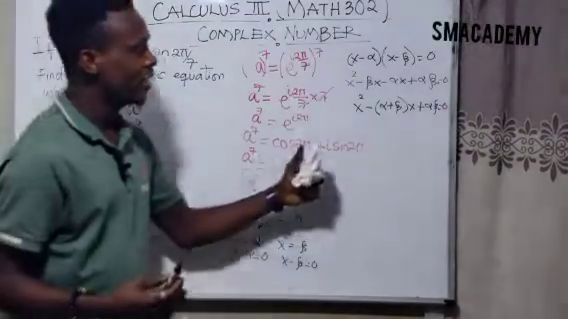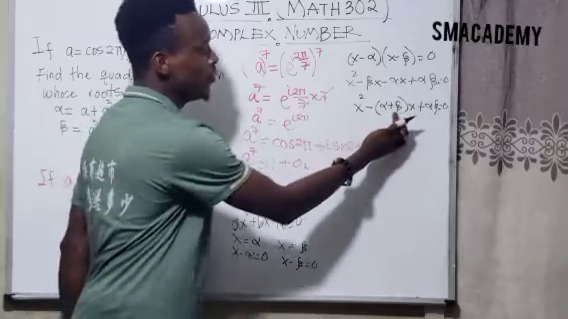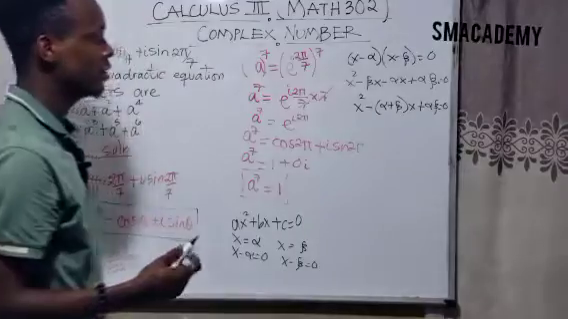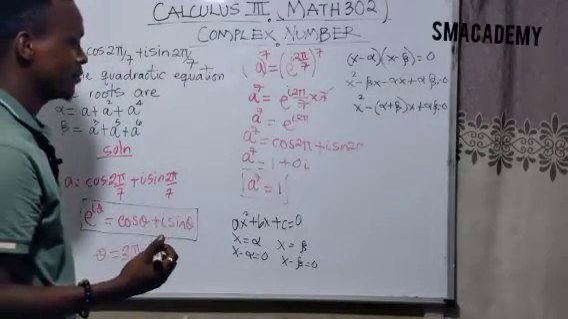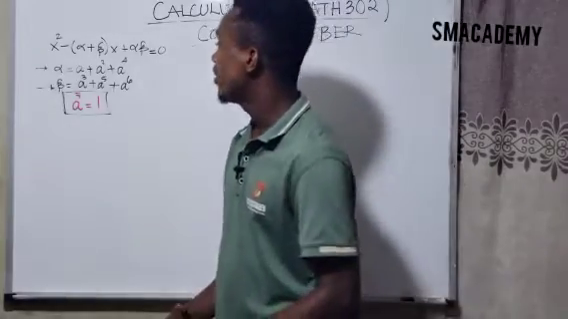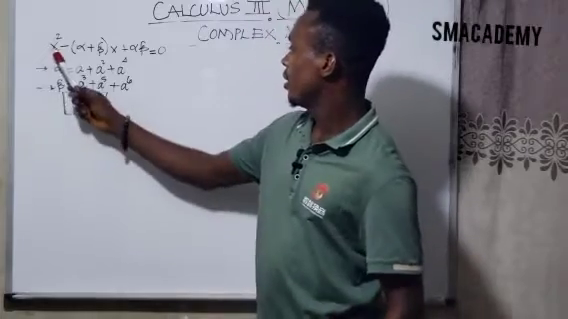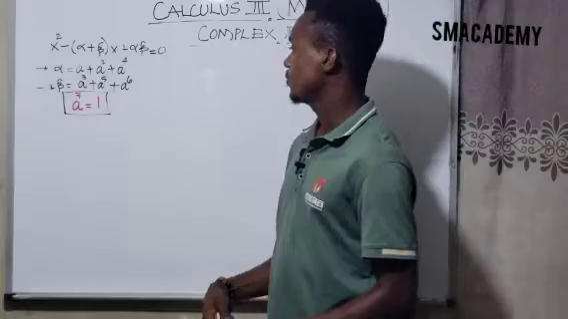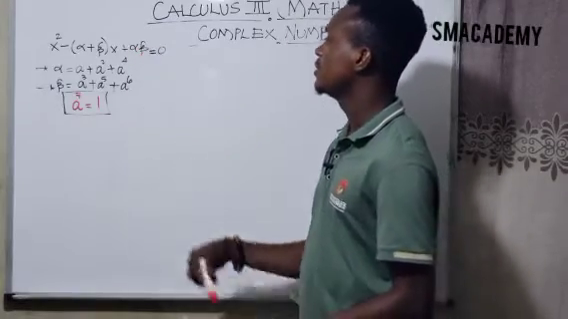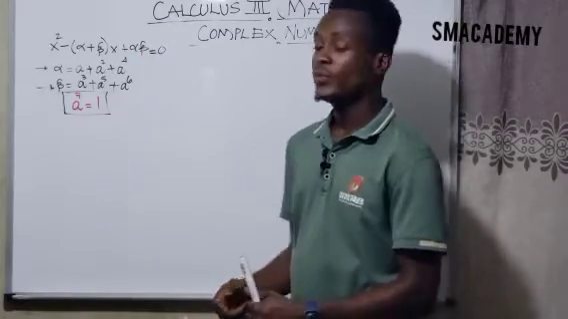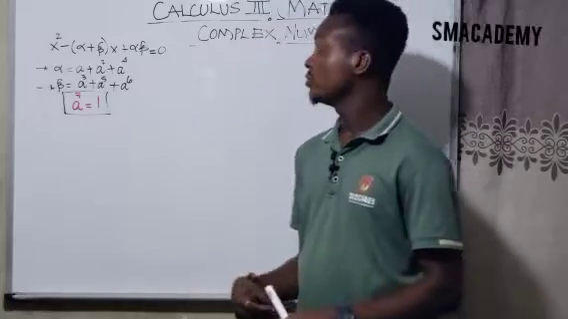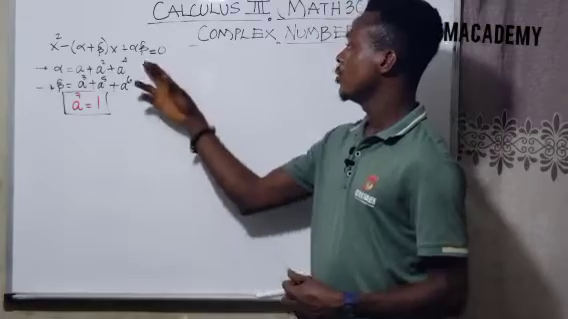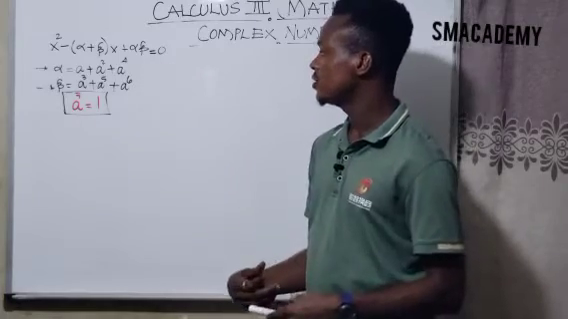Meaning that the sum of the roots is the coefficient of the x term and the product of the roots is the constant term. We form our quadratic equation to be x squared minus alpha plus beta x plus alpha times beta equal to 0. So the sum of the roots is multiplied by the linear term and the product of the roots is the constant term.